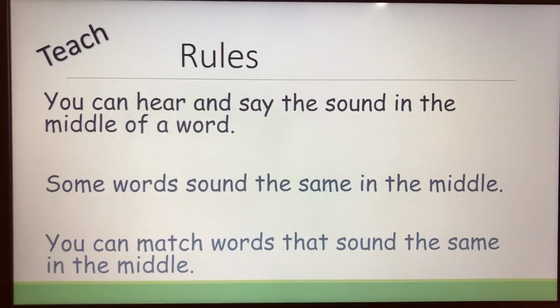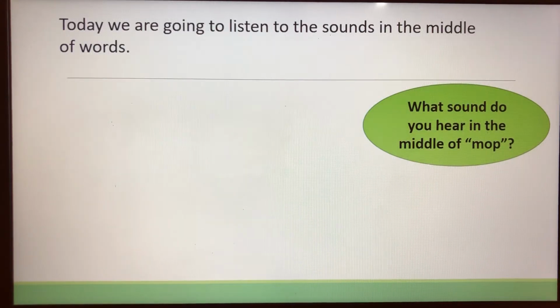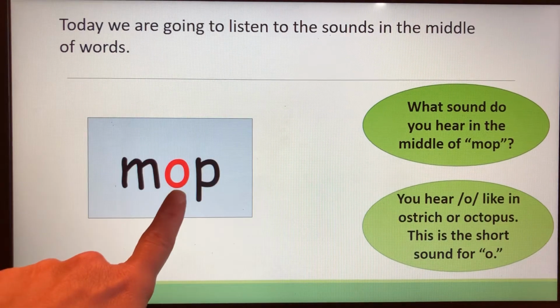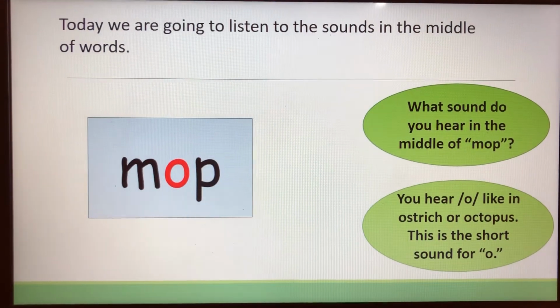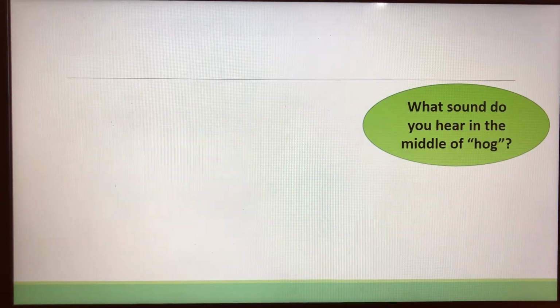You can hear and say the sound in the middle of a word. Some words sound the same in the middle. You can match words that sound the same in the middle. Today we are going to listen to the sounds in the middle of words. What sound do you hear in the middle of the word mop? Mop. You hear ah, like in the word ostrich or octopus. That is the short sound for O.